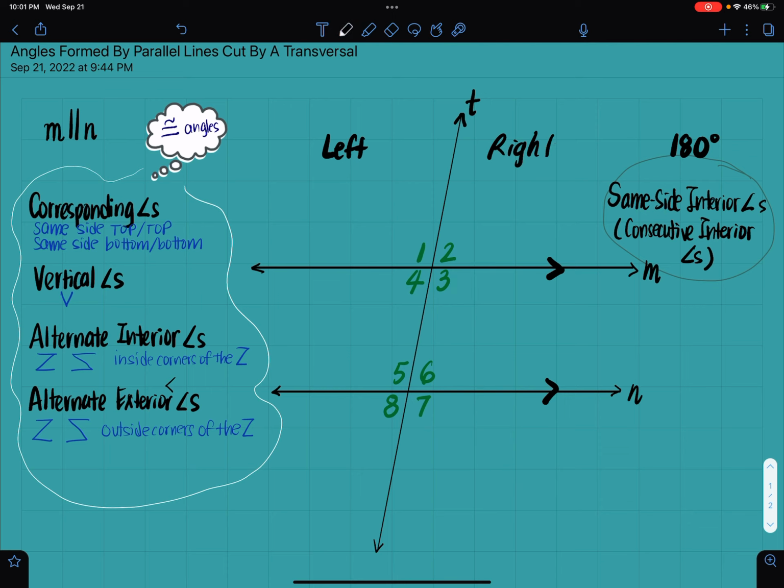Same idea here. We are now on the left side, so that's the same side on the left. Interior means in between the two parallel lines. So what are the two angles that are in between the two parallel lines and on the same side on the left? It's angle 4 and angle 5. And notice that angle 4 and angle 5 also sit on a straight line, so they're supplementary. They add up to 180.